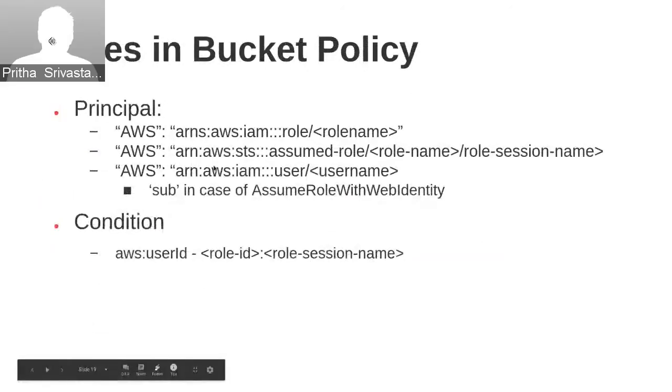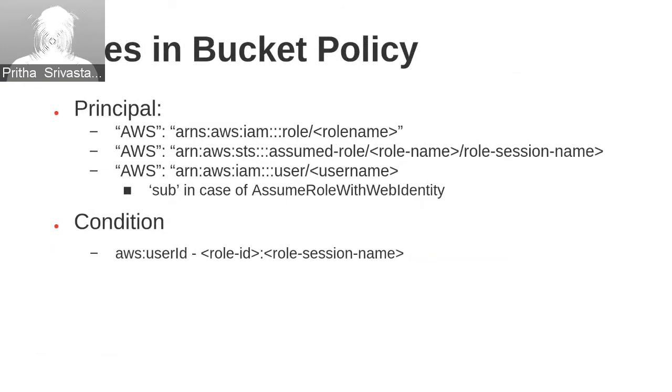The roles can also be specified in bucket policies. Let's say a system administrator wants to restrict access to all the users which are assuming a role to a particular bucket. Then the role ARN can be specified as a principal in the bucket policy. On the other hand, if the system administrator wants to restrict access to a particular session of the role, then the role session name can be specified as a principal in the bucket policy.